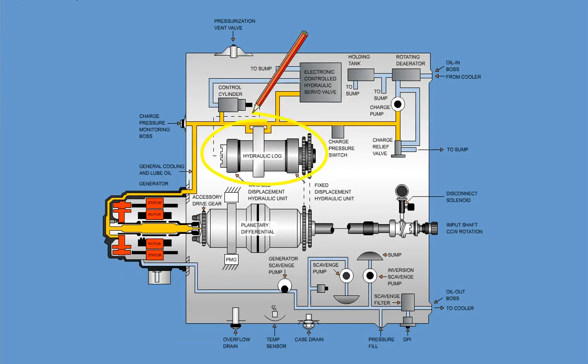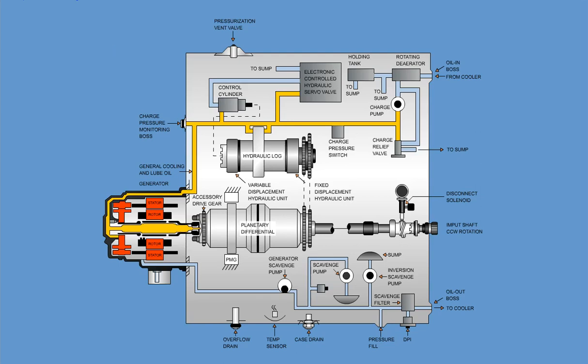The hydraulic log unit operates at 240 to 280 psi pressure. This oil pressure is maintained by a charge pump and charge relief valve. The charge oil is also used to cool and lubricate the generator and the other CSD components. It is not part of the engine oil circuit. The oil flow is between 7 and 12 gallons per minute.